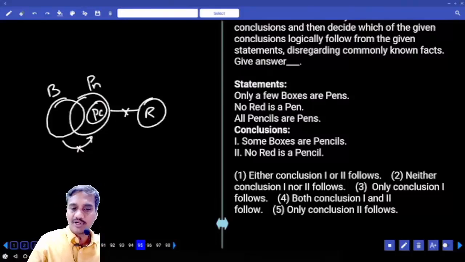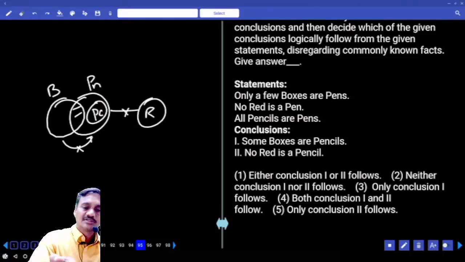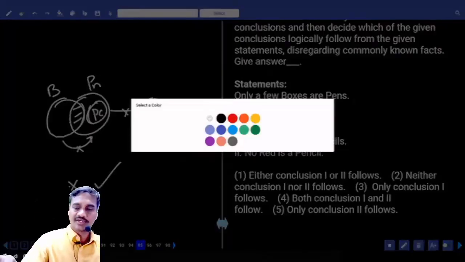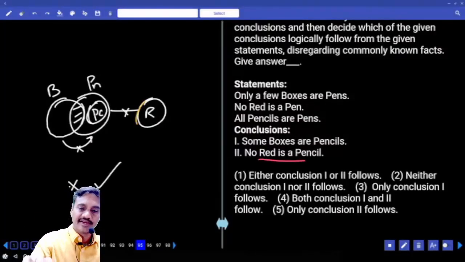Then first one, some boxes are pencils. Box is here, pencil is here. True or false? Some boxes are pencils, and pencil is here, box is here, that is false. And no red is pencil. No red is pencil, as of now it is definitely true. No intersection between red and a pencil.